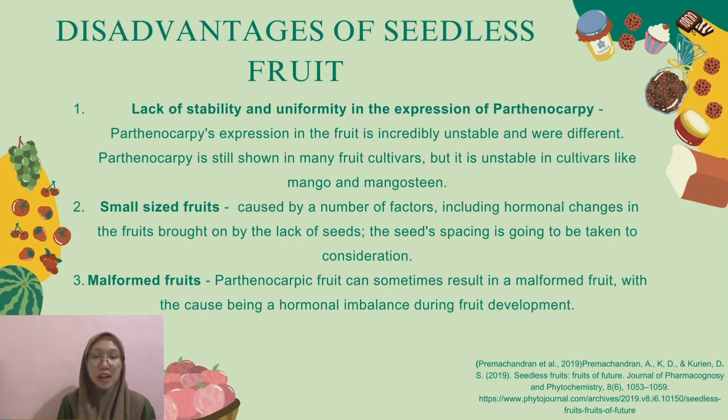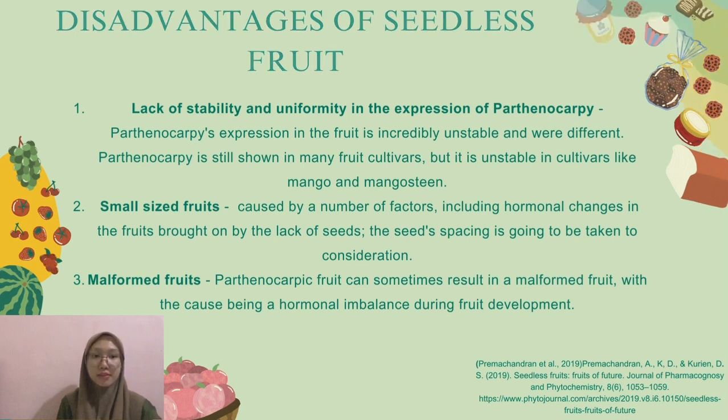Secondly, fruit that are parthenocarpic typically have a small size. This could be caused by a number of factors, including hormonal change in the fruit brought on by the lack of seeds, and the seed spacing is going to be taken into consideration. The last one is malformed fruit. Parthenocarpic fruit can sometimes result in a malformed fruit, caused by a hormonal imbalance during fruit development.